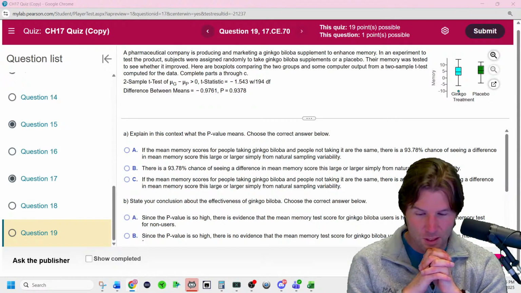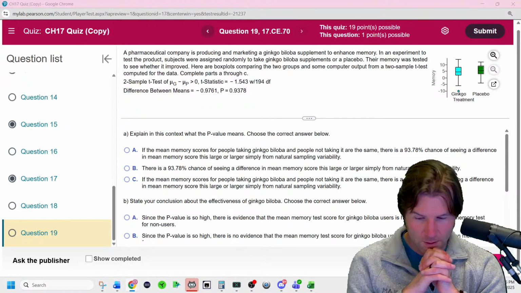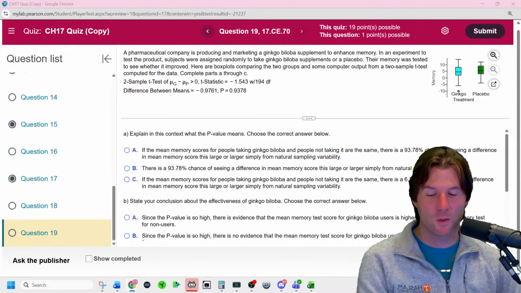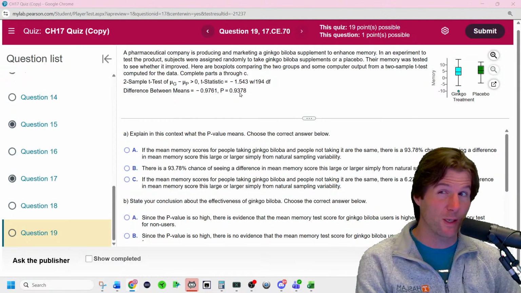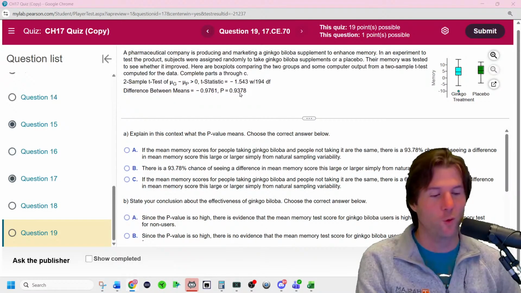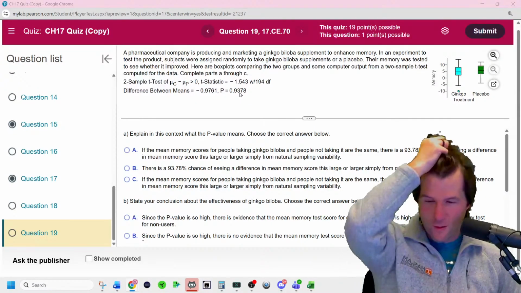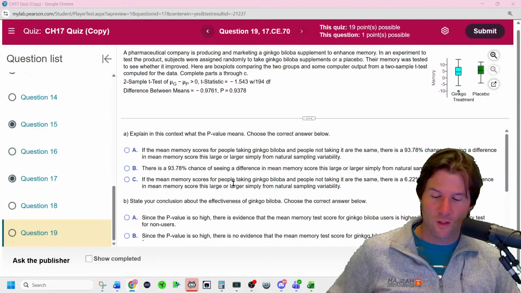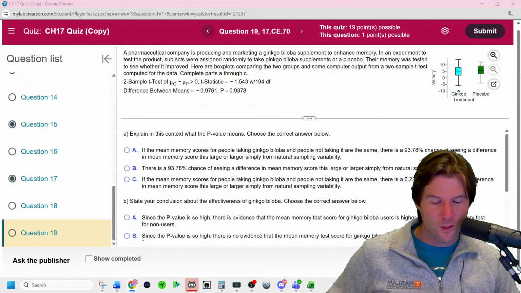A 2-sample t-test was done. The p-value was... Is that their p-value? Oh, because they're doing a greater than test. So their p-value is 0.9378. Very, very high. So they're almost the same. So if you notice, their p-value is very, very high, which means they don't reject the null. Explain the p-value: there's a 93.78% chance of seeing a difference in mean score this large or larger.